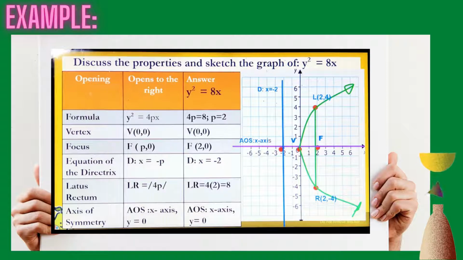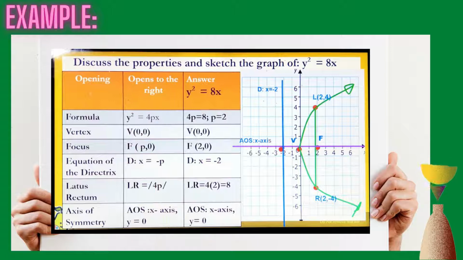By locating the vertex at the point of origin, the focus. From the vertex, we have to move 2 steps to the right and locate 2, 0 on the x-axis. So this is your focus. And then we have to draw another line to the left of the vertex. 2 units to the left of the vertex is the directrix, and the equation of this directrix is x equals -2.